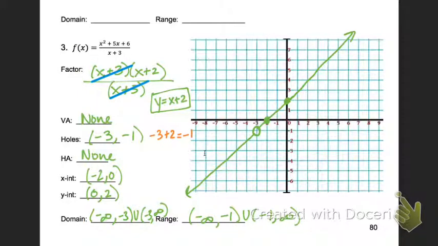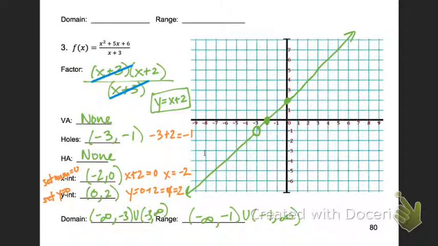Oh, that's why. Okay, I got the hole, and I got everything except for the x and y intercepts. For the x-intercept, you set the numerator equal to 0. So x plus 2 equals 0, so x equals negative 2. And then for the y-intercept, you set x equal to 0. So y equals 0 plus 2, so y equals 2.